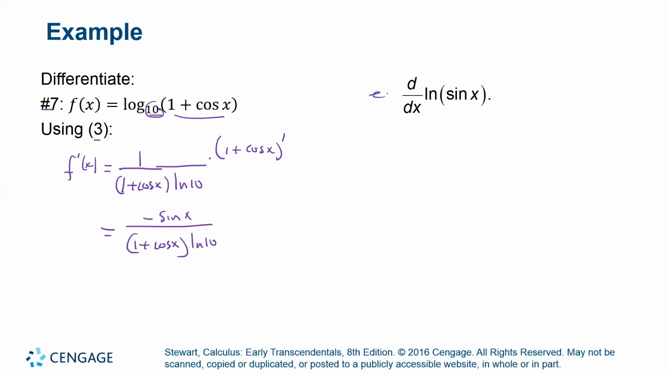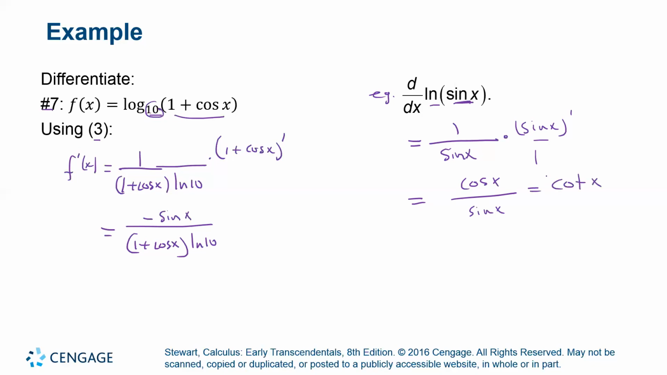Here's another example that is in terms of the natural log. This is equal to 1 over this expression, sine x, then times, by the chain rule, the derivative of sine x. And the derivative of sine is cosine of x, so that goes to the numerator. You get cosine divided by sine x, and this is the same as the cotangent of x.